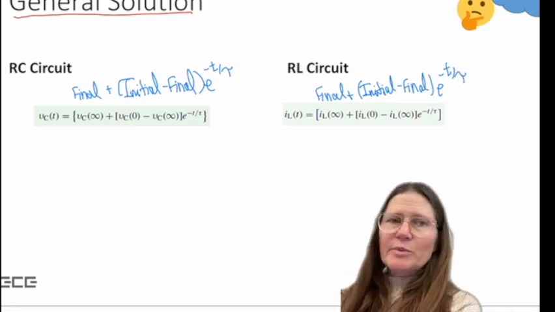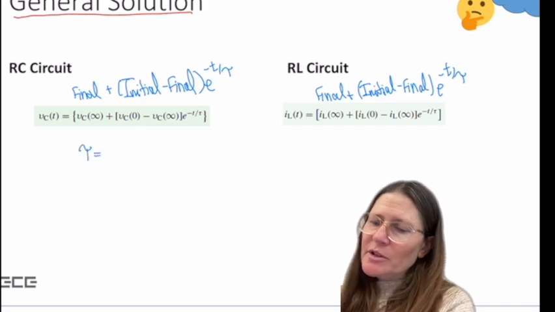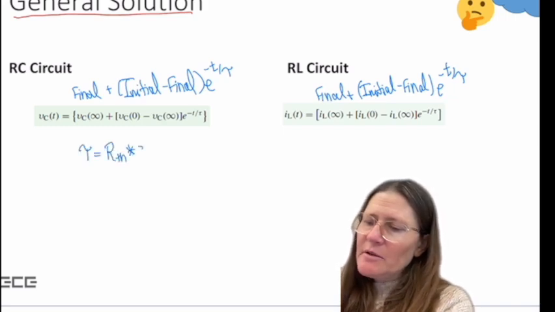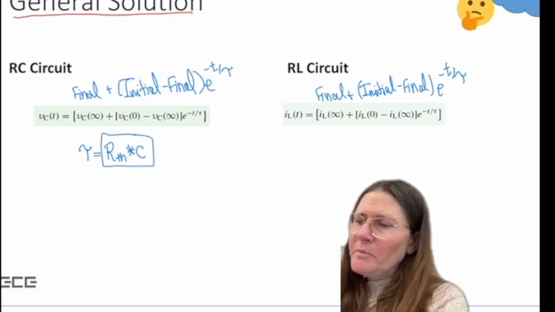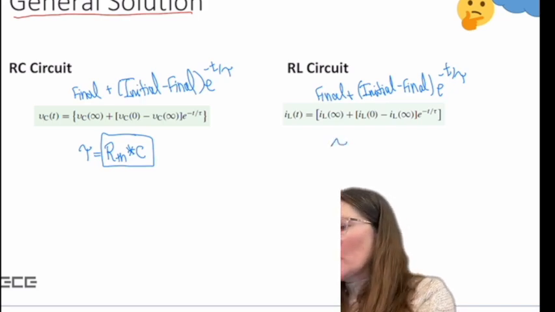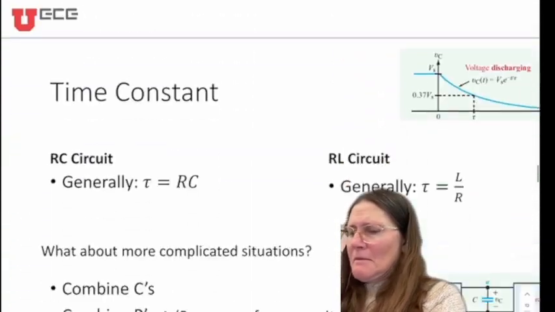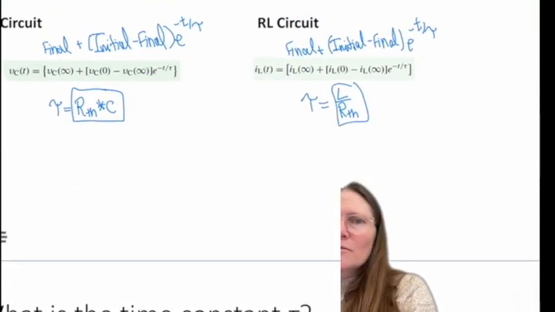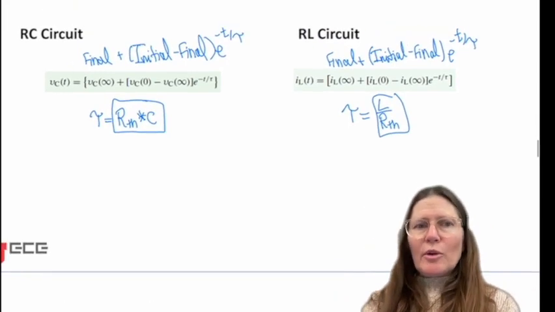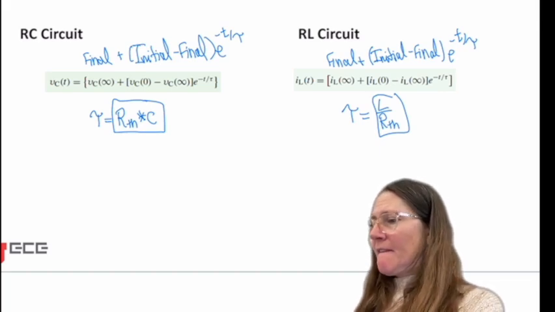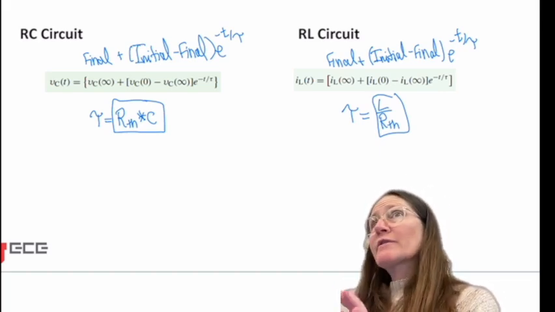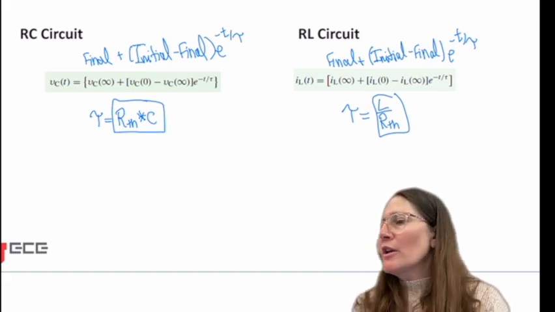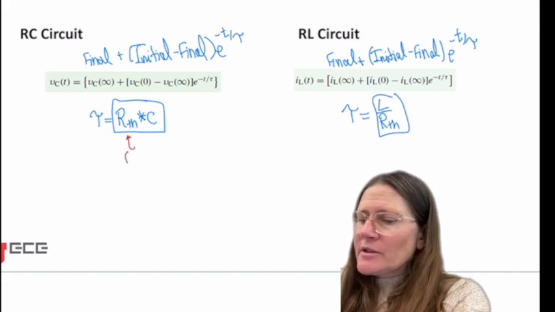The other thing that varies is that with an RC circuit, your tau is going to be R Thevenin times C. And for an inductor, it's L over RTH. We also are going to have to find that RTH value. This is going to be found at the final stage.